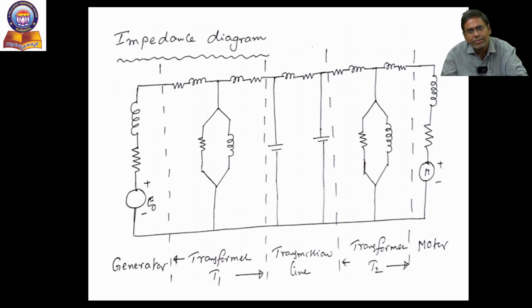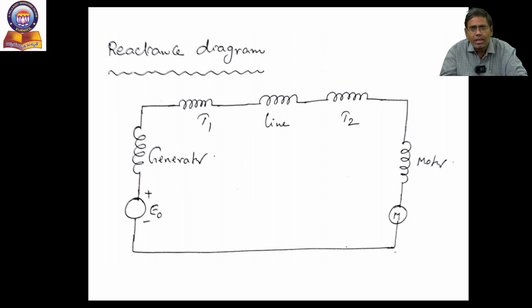The transmission line is represented as a nominal pi circuit and transformer T2 is represented as an equivalent circuit. The last element is the motor, which can be represented as an impedance, resistance connected in series with reactance.